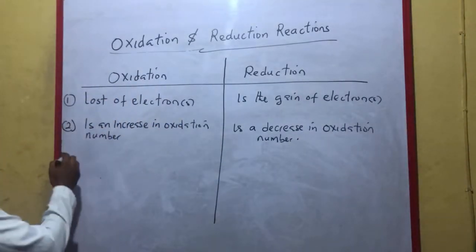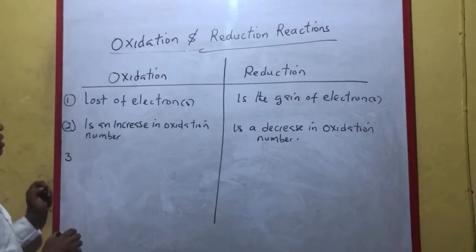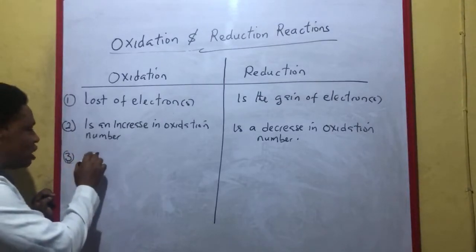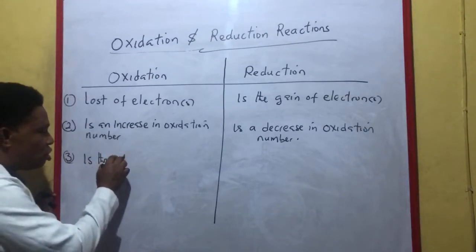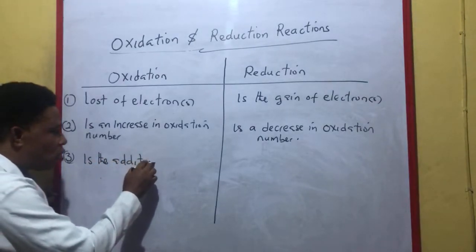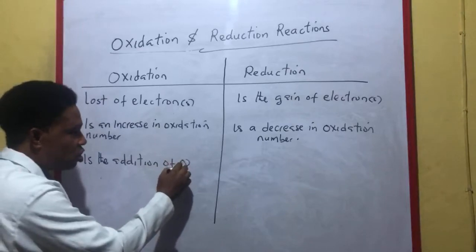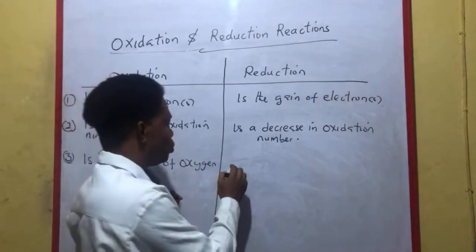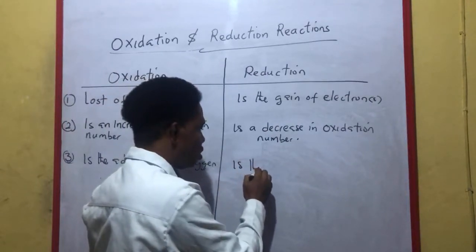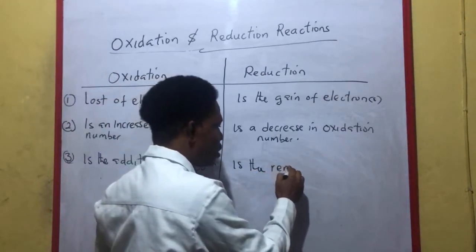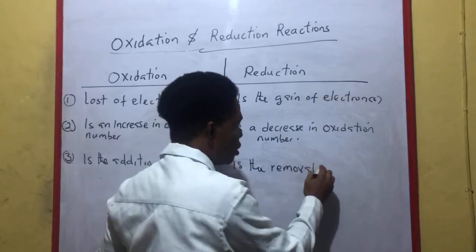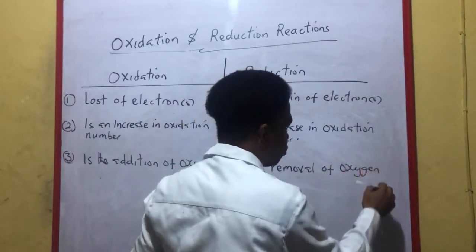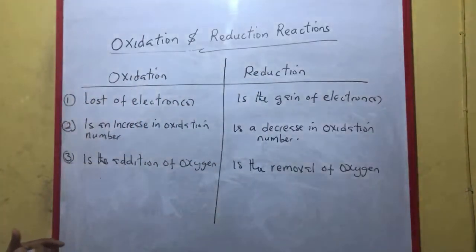Now, number three, we can say that oxidation is the addition of oxygen, while reduction is the removal of oxygen.